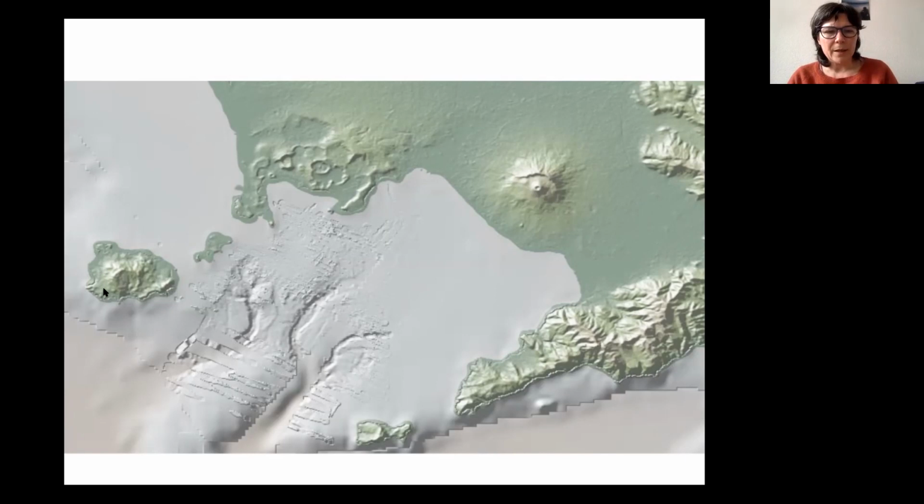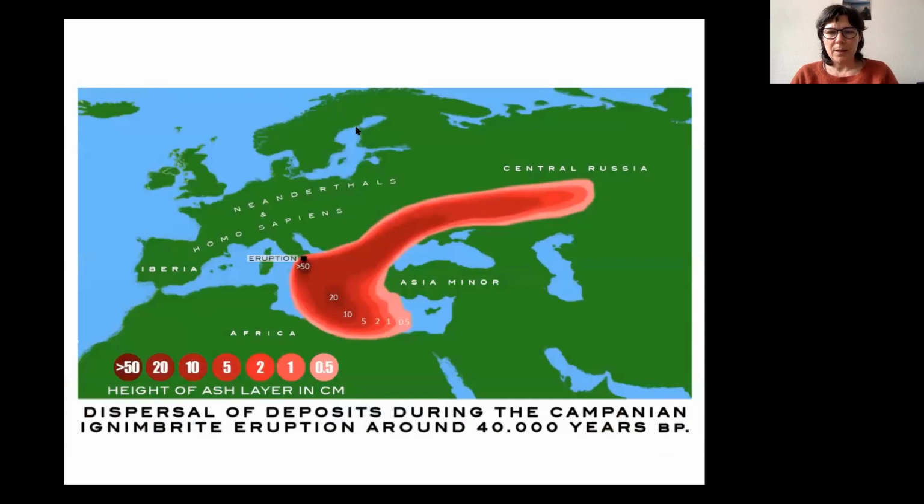All these volcanoes are rather dangerous, but maybe the most dangerous is Campi Flegrei, because you can see the size, how big it is. Also in comparison with Vesuvius and Ischia, it's very big. The magma chamber is very large. And here is this eruption that I was talking to you about 40,000 years ago, where the explosion went. And you see that it went into central Russia even with 1 centimeter of deposition. Here is like 5 centimeters, 10 centimeters, you know, how big it was.